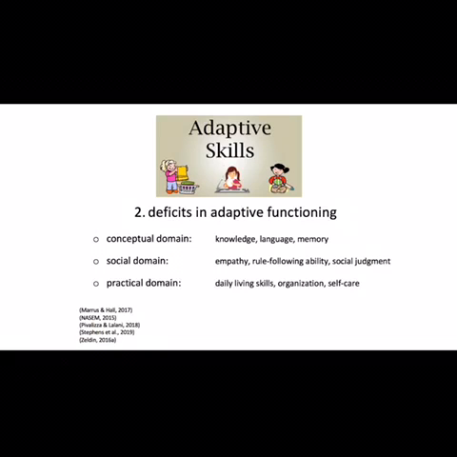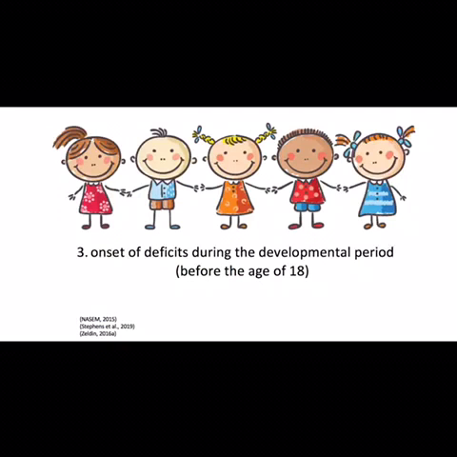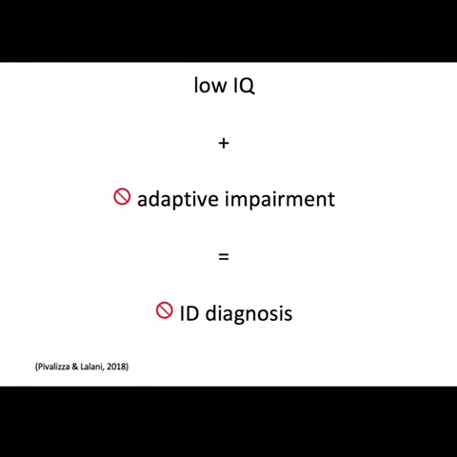The individual must display deficits in at least one of the domains. The deficits must affect the individual's involvement in multiple everyday settings, and they must require ongoing support. The third criteria states that onset of deficits occur before the age of 18. Because both intellectual and adaptive deficits are required for the diagnosis of ID, if an individual has a low IQ but lacks adaptive impairment, he or she would not be considered to have ID.